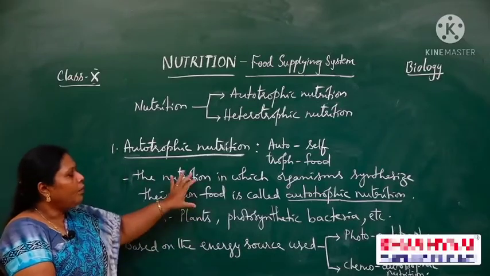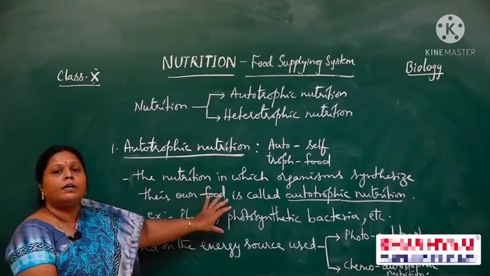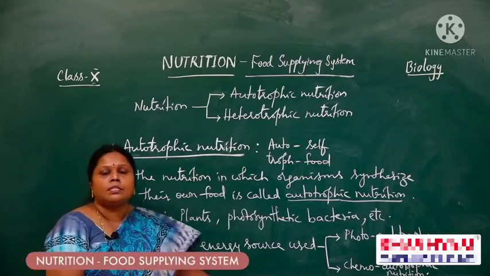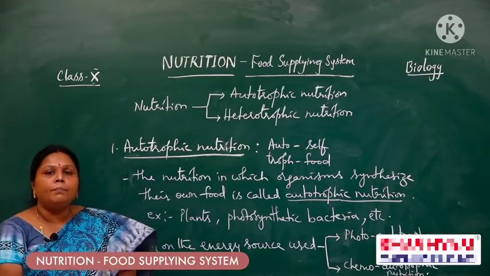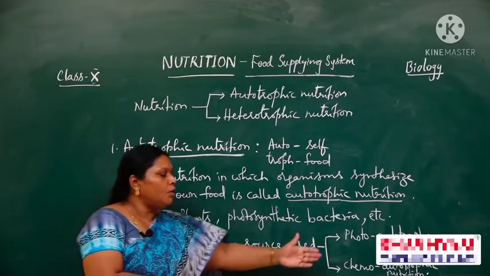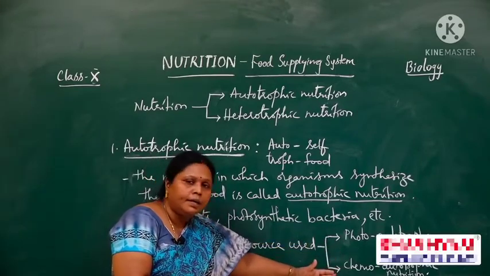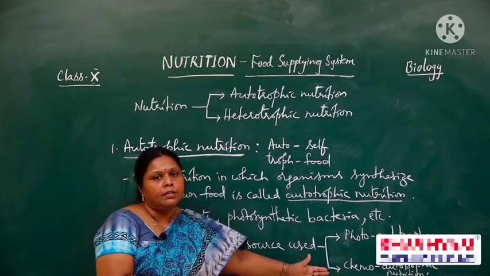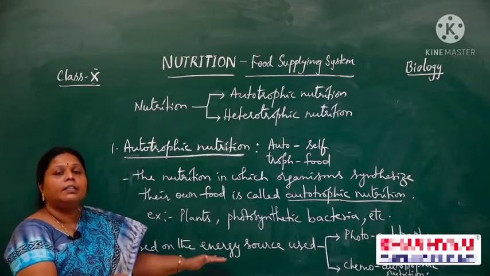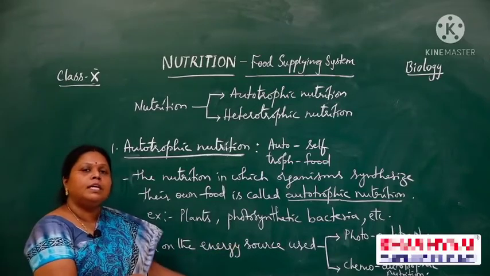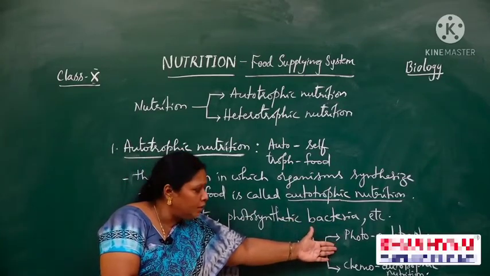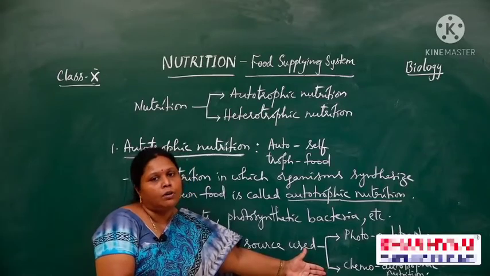Okay, now we will see the types of autotrophic nutrition. So based on the energy source the organisms are using for preparing the food, they are divided into two types. That is photoautotrophic nutrition and chemoautotrophic nutrition. Autotrophic nutrition is divided into two types based on the energy source they are using to prepare their food. What are they? They are photoautotrophic nutrition and chemoautotrophic nutrition.